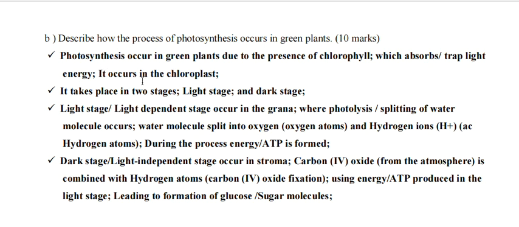Photosynthesis occurs in green plants due to presence of chlorophyll, which absorb or trap light energy, and it occurs in the chloroplast and takes place in 2 stages, that is light stage and dark stage. The light stage, also called the light dependent stage because it depends on light, occurs in the granum, where photolysis or splitting of water molecule occurs. Water molecules split into oxygen atoms and hydrogen ions. During this process, energy is formed in form of adenosine triphosphate.